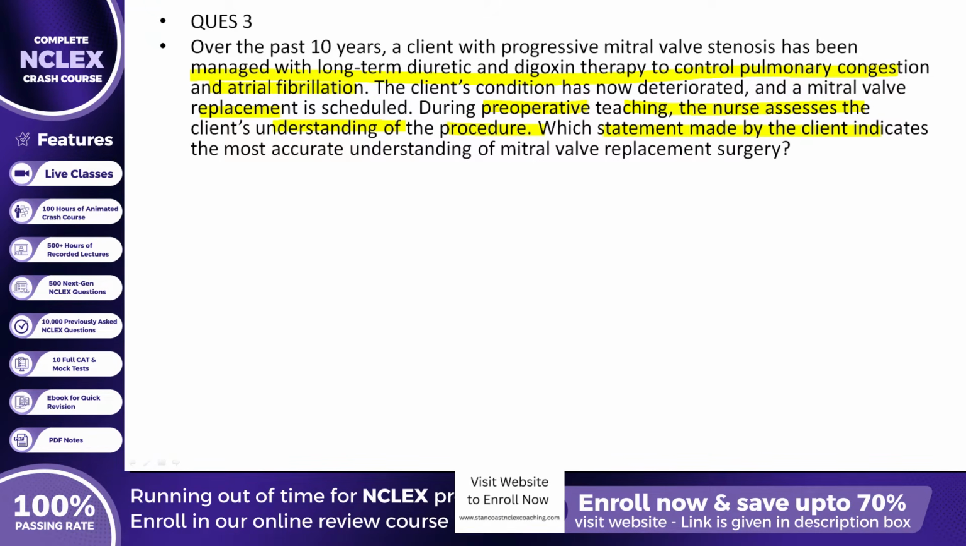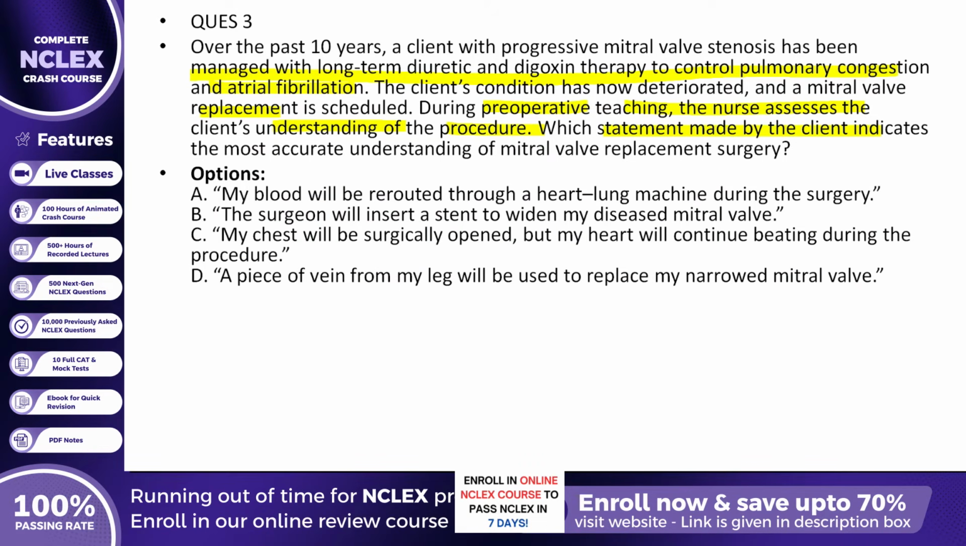Here are the options to think through. Option A says, "My blood will be rerouted through a heart-lung machine during the surgery." Option B states, "The surgeon will insert a stent to widen my diseased mitral valve." Option C explains, "My chest will be surgically opened, but my heart will continue beating during the procedure."